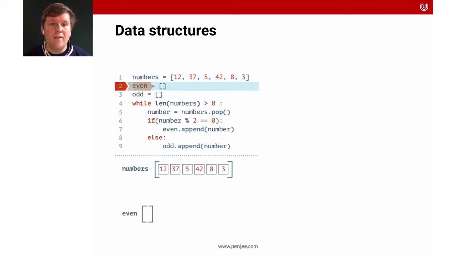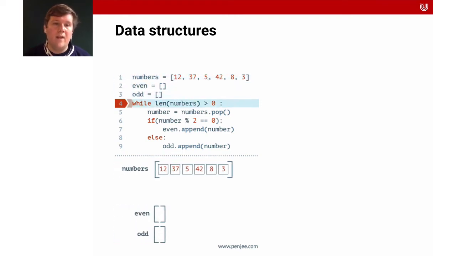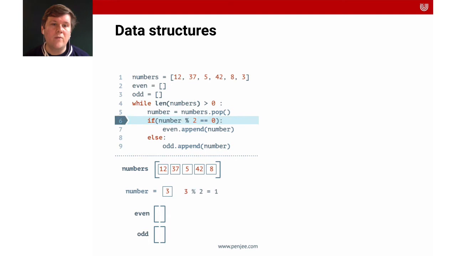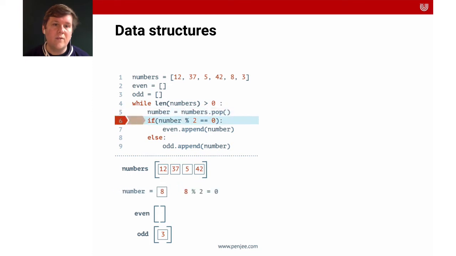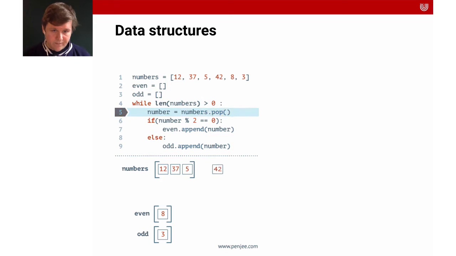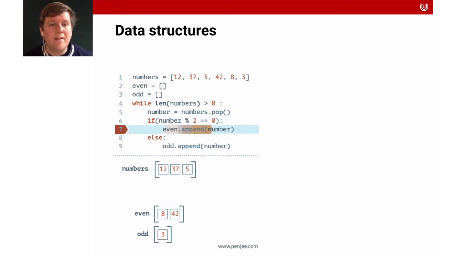There's also data structures, and again, they're not as strictly typed as other programming languages. So here we have an array called numbers, and we have two arrays, one called even, one called odd. We use the first one as a stack, so it has the function called pop. So we take the last item from the stack, then we check whether it's even, and if it's even, we add it to the even numbers, and if it's odd, we add it to the odd numbers.